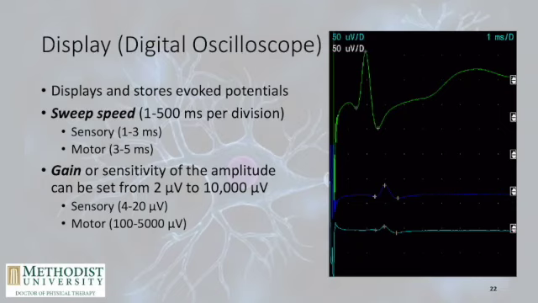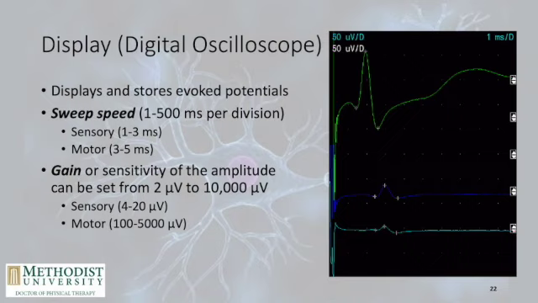So looking at the display, this is what we're going to see. The display is basically a digital oscilloscope. An oscilloscope is the original form of, not TV, but the original form of looking at waveform potentials. The original video game Pong was actually first designed on an oscilloscope, as a side note.